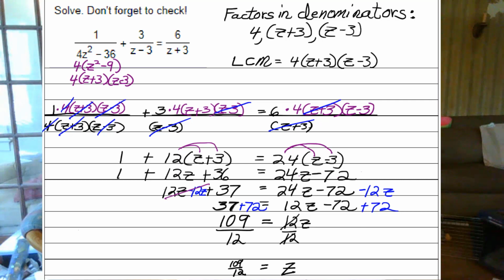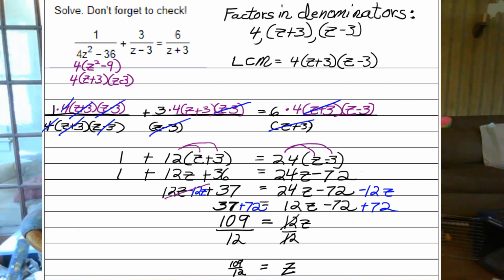That will give me 1 plus 12z plus 36, which will give me 1 plus 36 is 37. I'll have 12z plus 37. Over here, I'll have 24z minus 72. And then I decide, well, I think I'll move my 12z over here with the 24z.